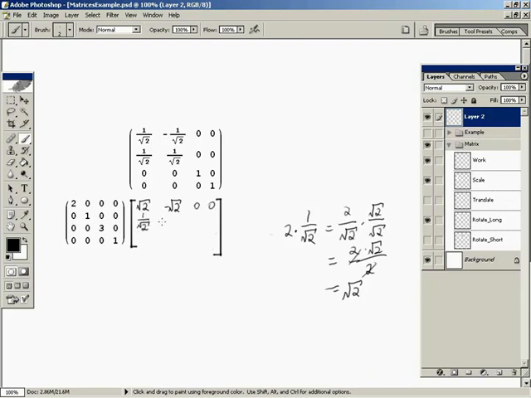And there you go. Wow, it just appeared. And then the next one's going to be 1 over root 2. And then, of course, you can see the other one's real easy: 0 and 0. 0 and 0.